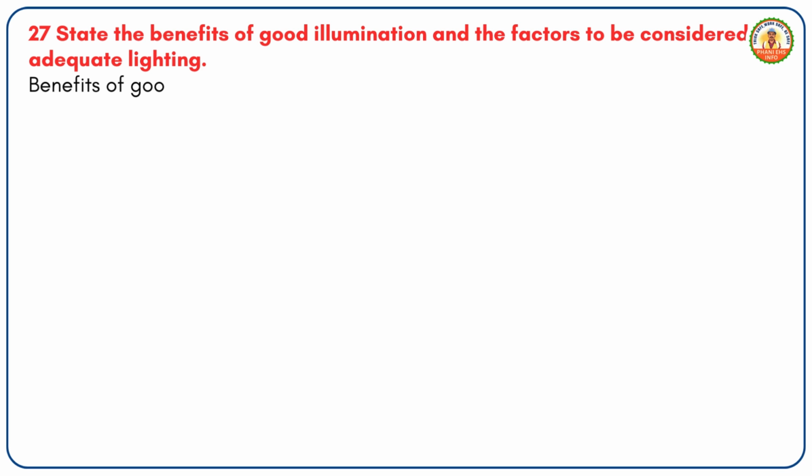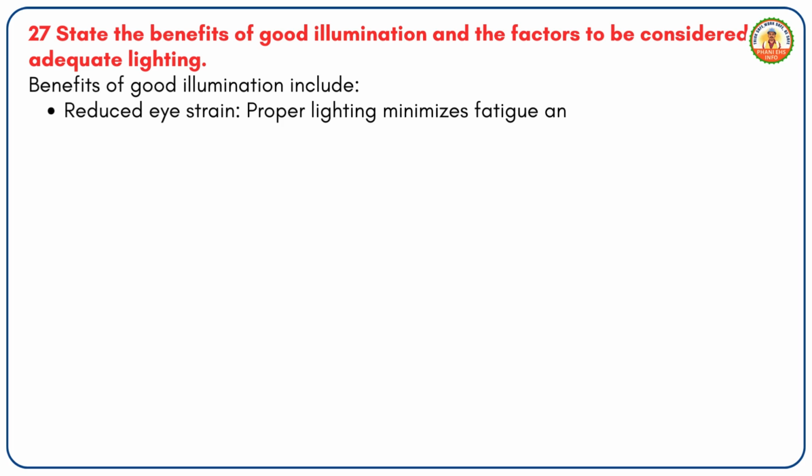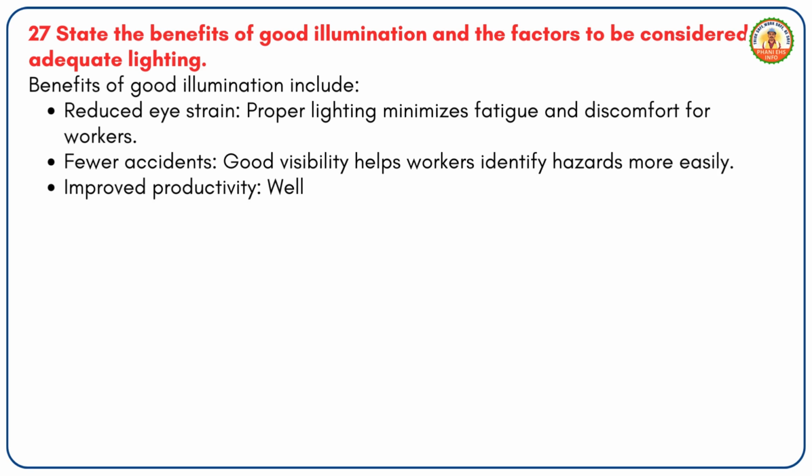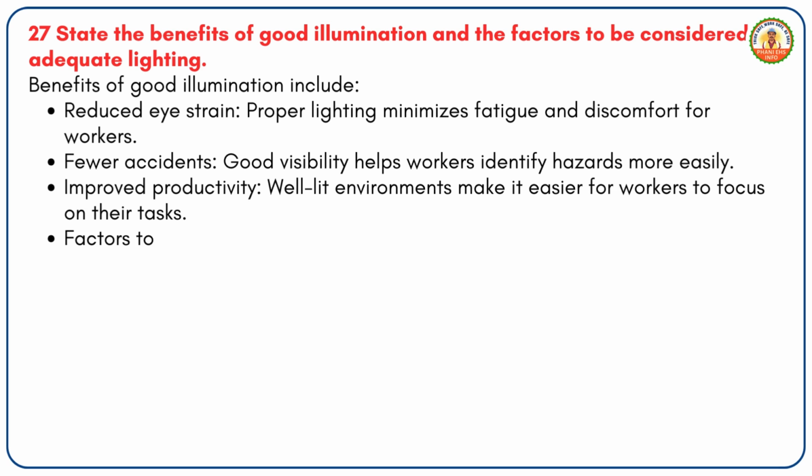Benefits of good illumination include reduced eye strain. Proper lighting minimizes fatigue and discomfort for workers. Fewer accidents. Good visibility helps workers identify hazards more easily. Improved productivity. Well-lit environments make it easier for workers to focus on their tasks.